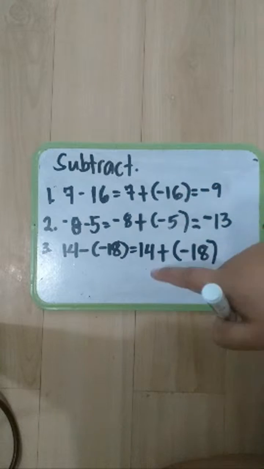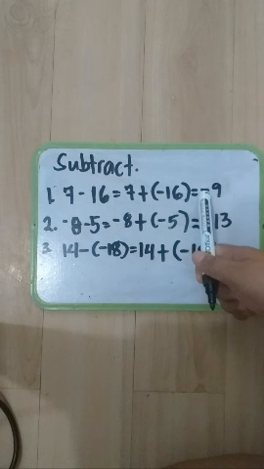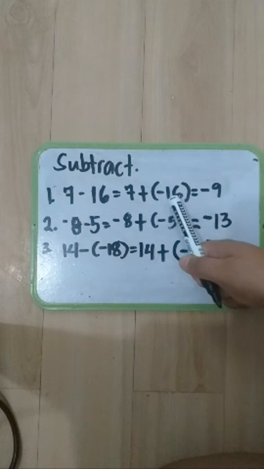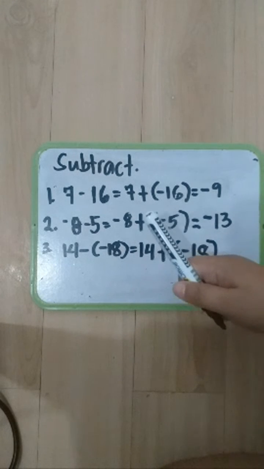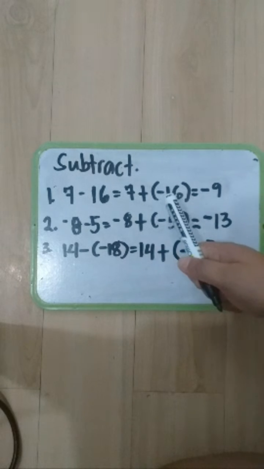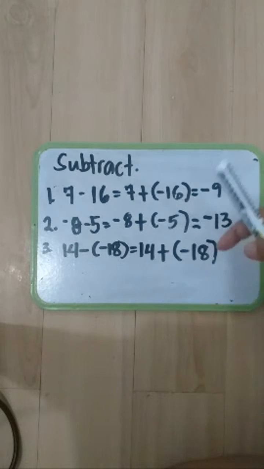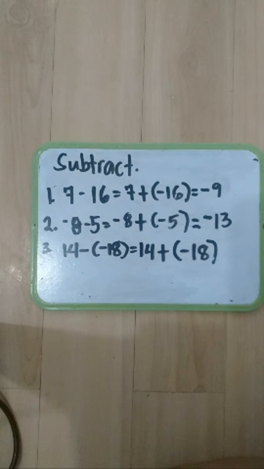So ulitin ko ha, yung negative galing yan dun sa sign ng negative 16. Kasi si negative 16 ay mas mataas ang absolute value kay 7. Maliwanag po. Next, for number 3, sagutan number 3.